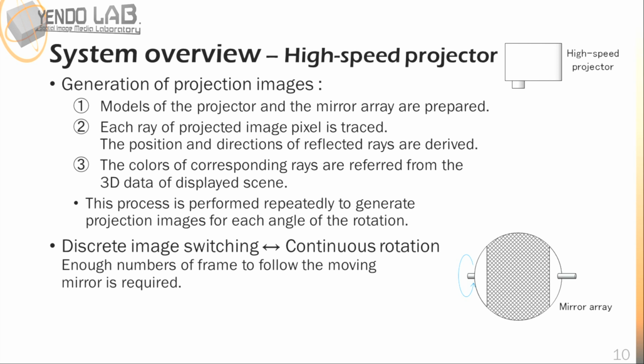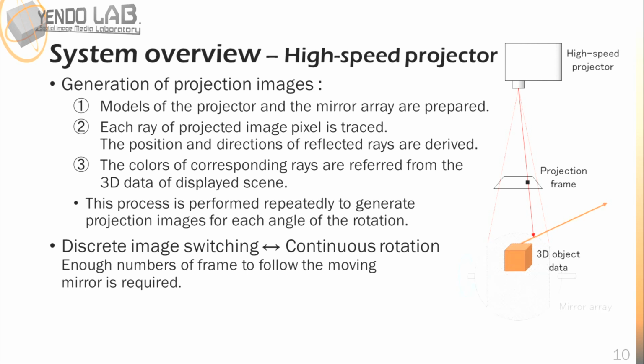Next, I explain the creation method for the projection images. This process is based on the ray tracing method. The models of the mirror array and high-speed projector are prepared first. Then the ray through the center of each pixel of the projected image is traced. Its position on the mirror array and reflection direction are derived. Finally, each ray color is derived by referencing 3D data of the displayed object, and the colors are recorded to the projection image.